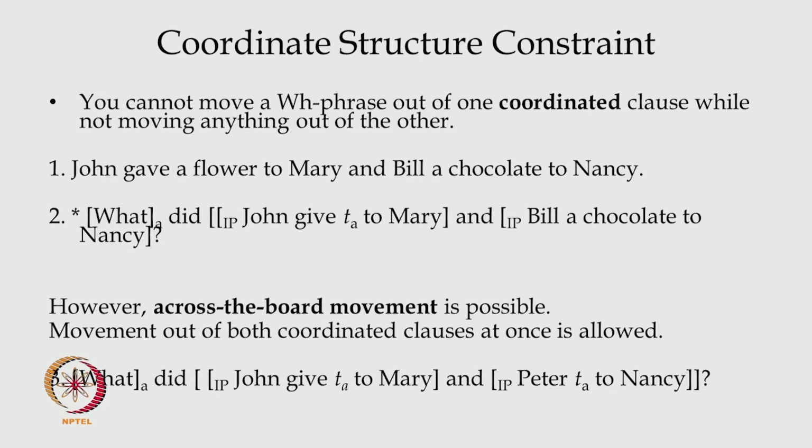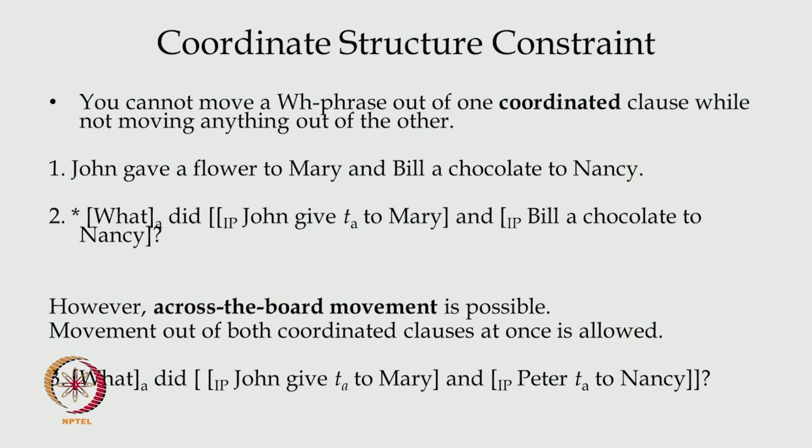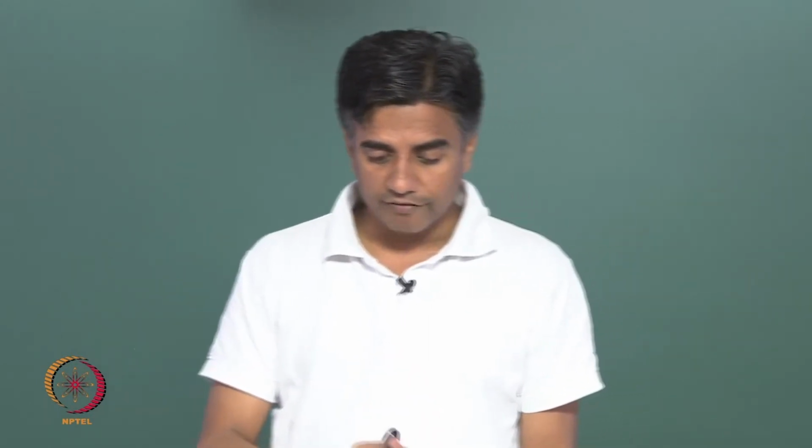Let's look at the next one. This is the coordinate structure constraint. That is, we cannot move out of a coordinated clause. Okay? So, what do we mean by coordinated clause? Let's look at this first example. In one, John gave a flower to Mary and Bill a chocolate to Nancy. What's the coordinated clause in this sentence? What's the verb in the sentence? Gave. Right? And then what's the coordinated clause? A flower to Mary and a chocolate to Nancy.